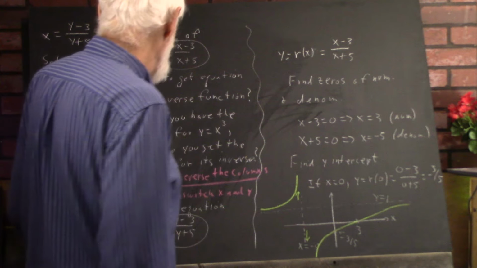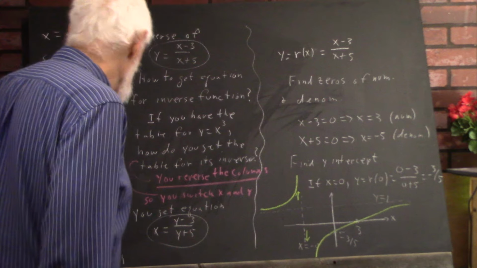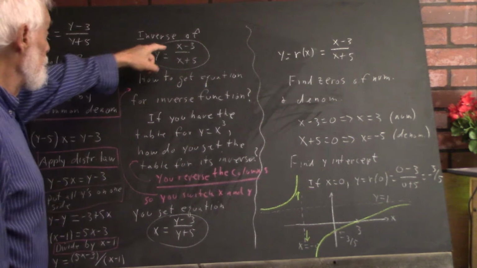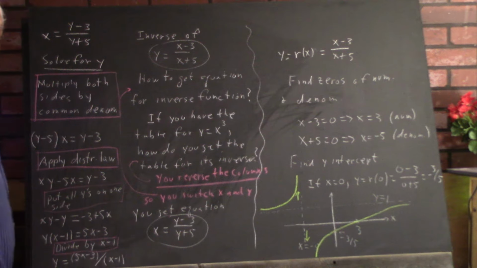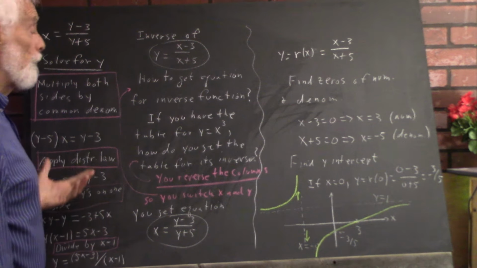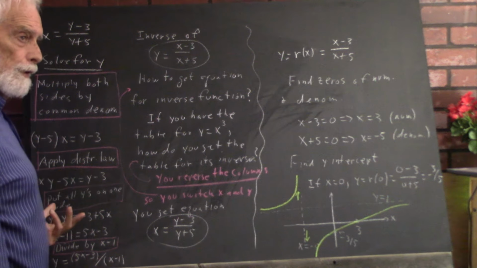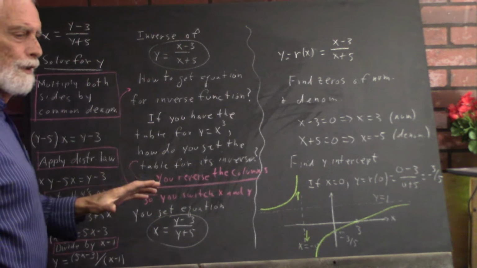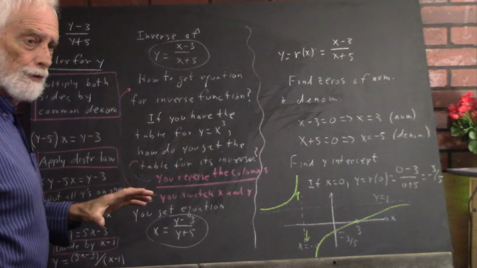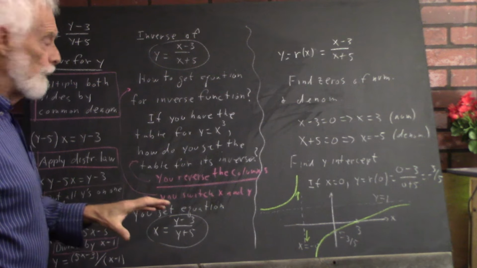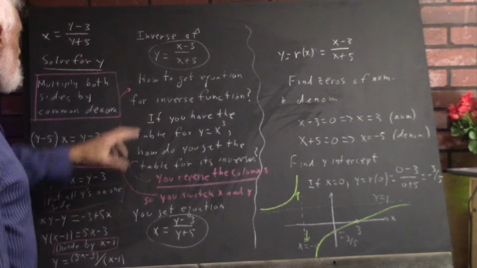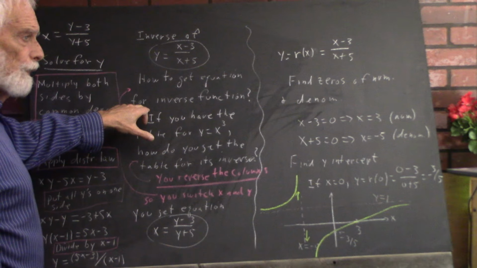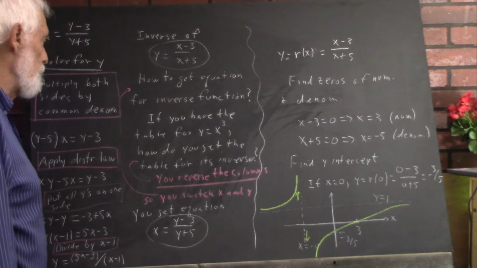Now, I'm going to talk about the inverse of this function. The inverse of the y equals x minus 3 over x plus 5 function. How do we find the inverse? Now, people had trouble answering this. It hasn't been that long since you probably tested over this in your pre-calculus class, getting an inverse function. So the question was how to get the equation for an inverse function. Nobody could give me a good answer.